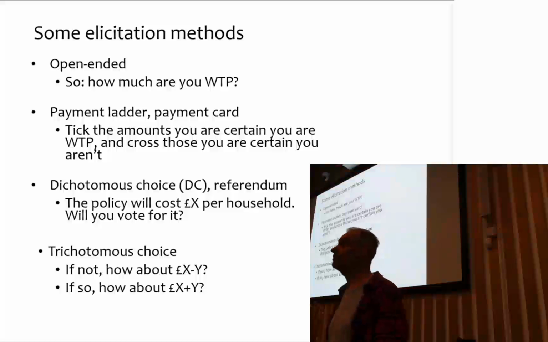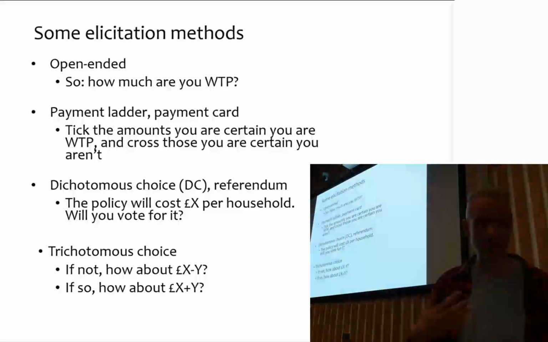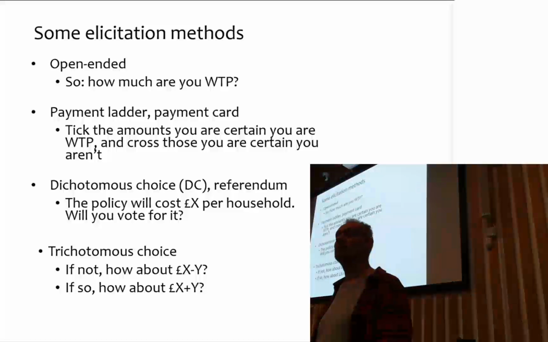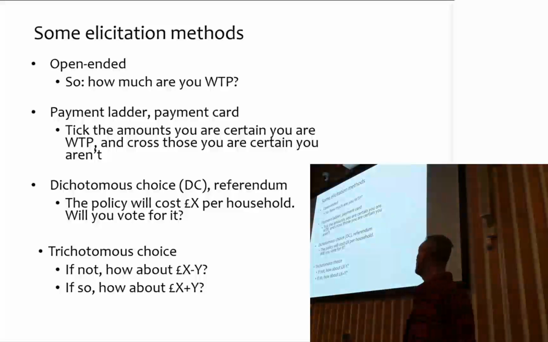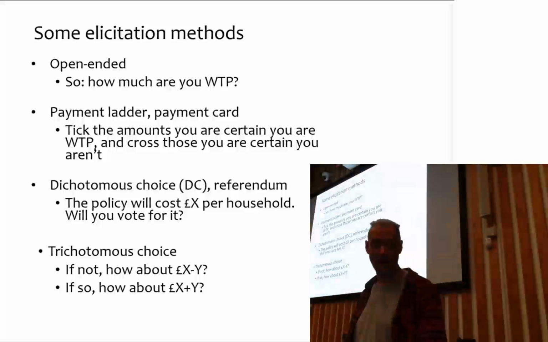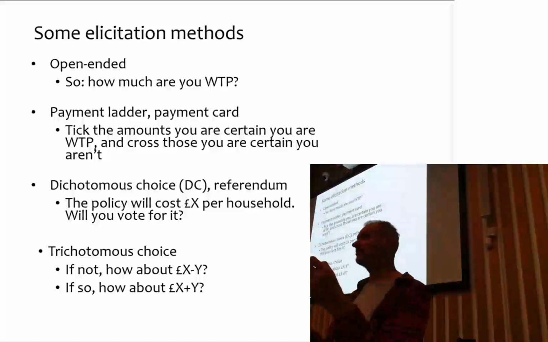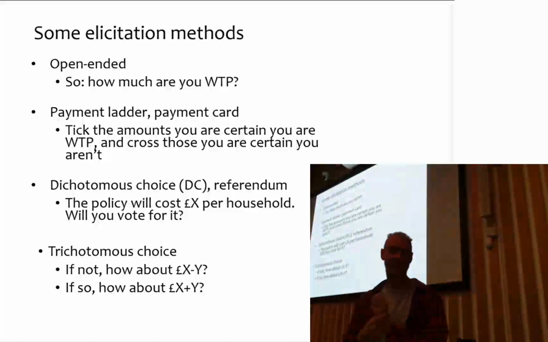And you can do the same in a dichotomous choice type of question, or a referendum-like question. Are you willing to pay £50 per household per year for this? Yes or no? And that is much more familiar. People can say, well, that sounds reasonable. Obviously, what you would need to do is ask different people different amounts, because otherwise you learn very little, right?